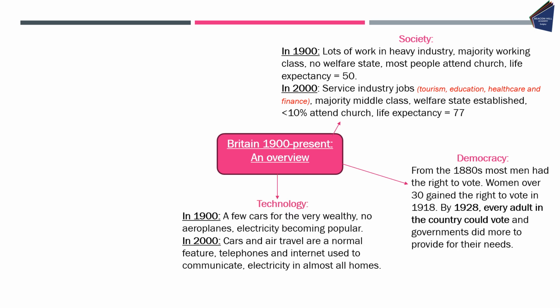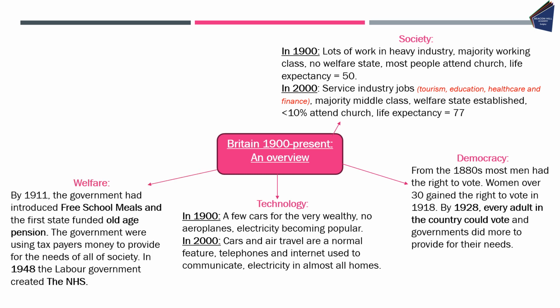In terms of technology, at the start of our time period, we only had a very few cars, and these were just for the very wealthy. There were no aeroplanes. Electricity was starting to become popular. But by 2000, we've got cars and air travel, which are a normal feature, telephones, internet used to communicate, electricity in almost all homes. Obviously, in the exam, you can speak about really modern technology as well. So you can speak about smartphones, you can speak about electric cars in terms of air pollution. So please feel free to utilise those examples that you have of more modern technology. This is just a comparison from 1900 and 100 years later.